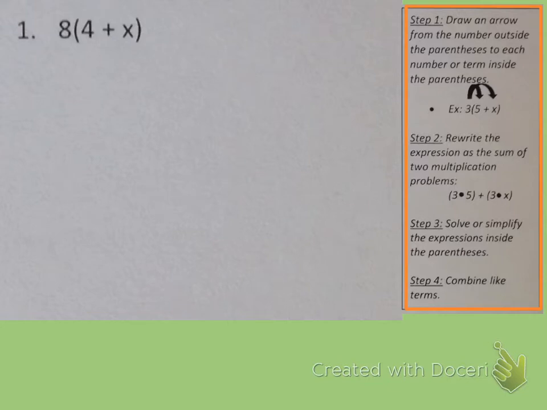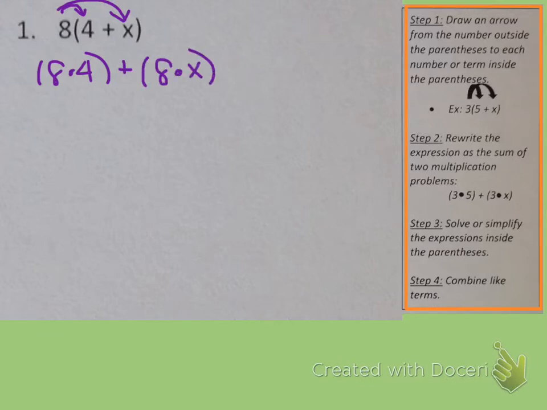So remember, a really great strategy is to draw an arrow from the number outside the parentheses to each number or term inside the parentheses. So I'm going to draw an arrow from the 8 to the 4, and then another arrow from the 8 to the x. Those arrows tell us what is going to be multiplied. So we're going to rewrite the expression as the sum of two multiplication problems. So the first one is 8 times 4, and then we have plus whatever 8 times x is.